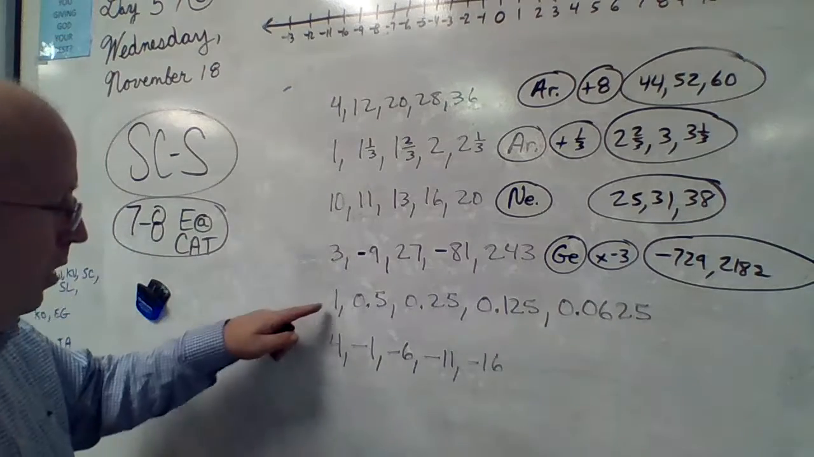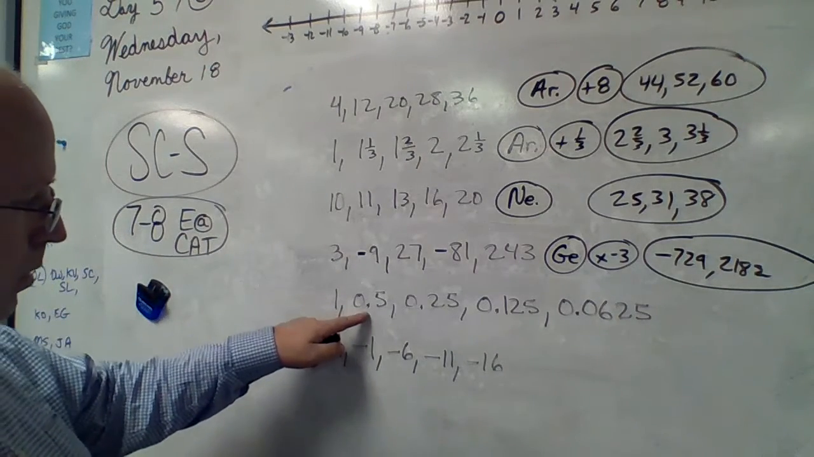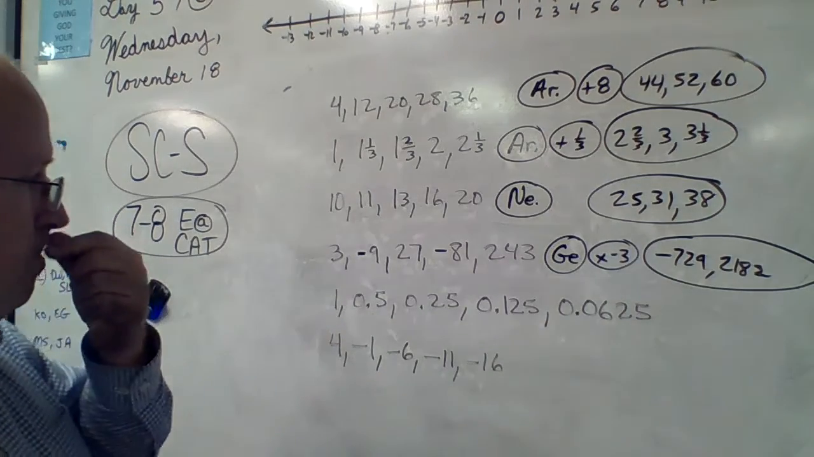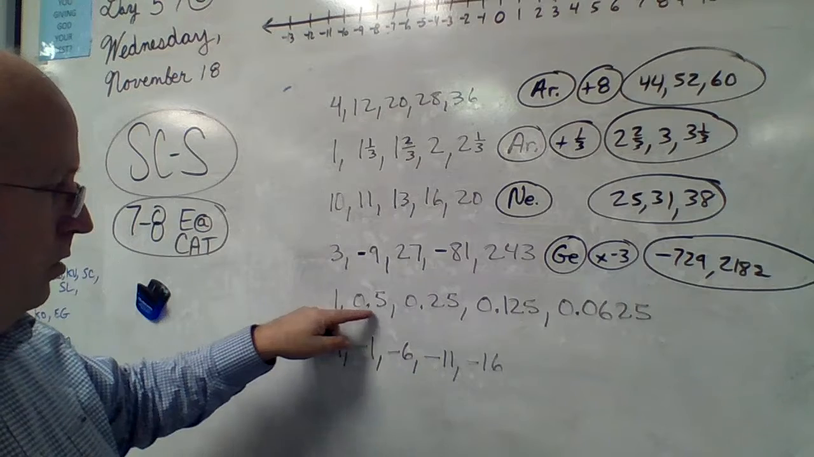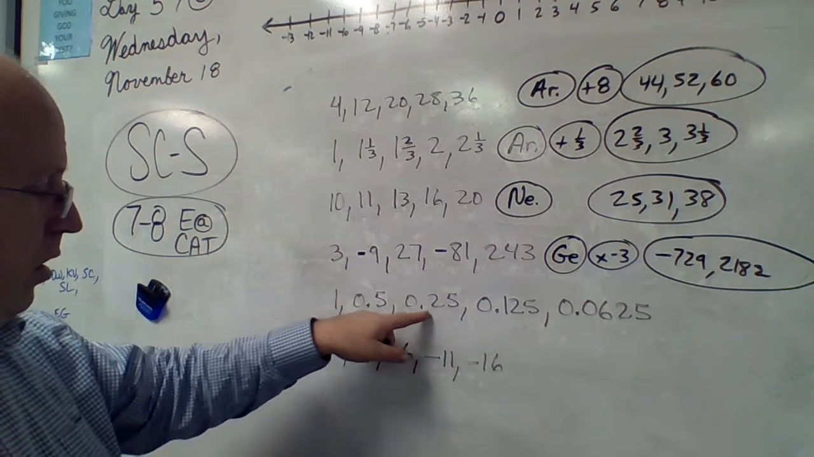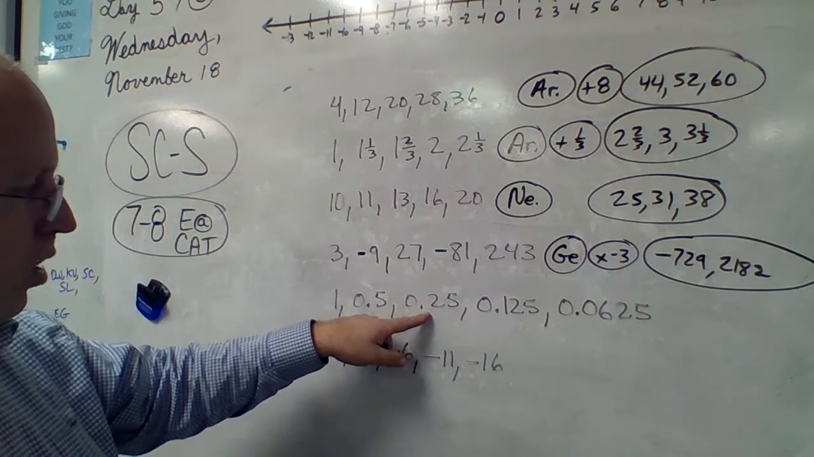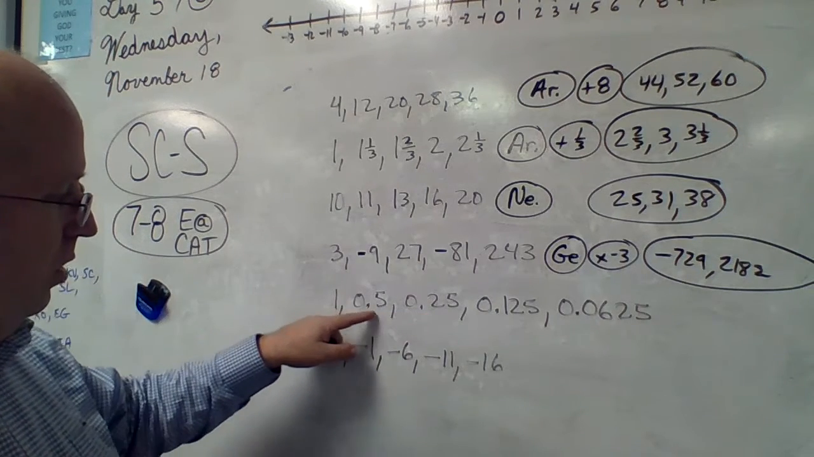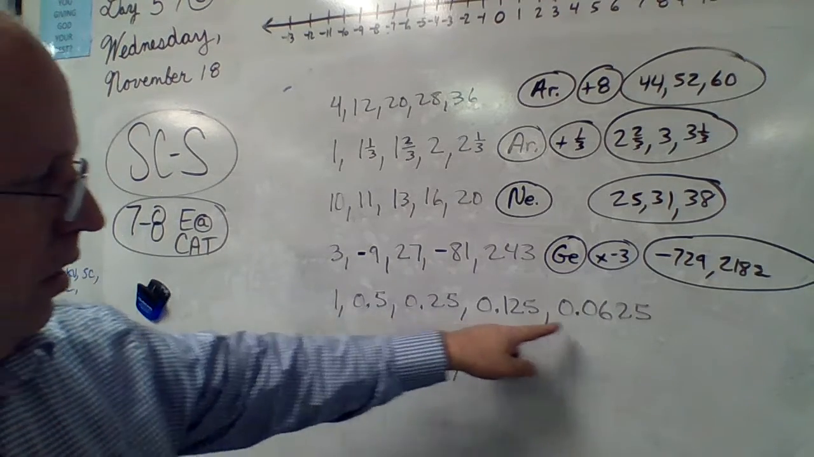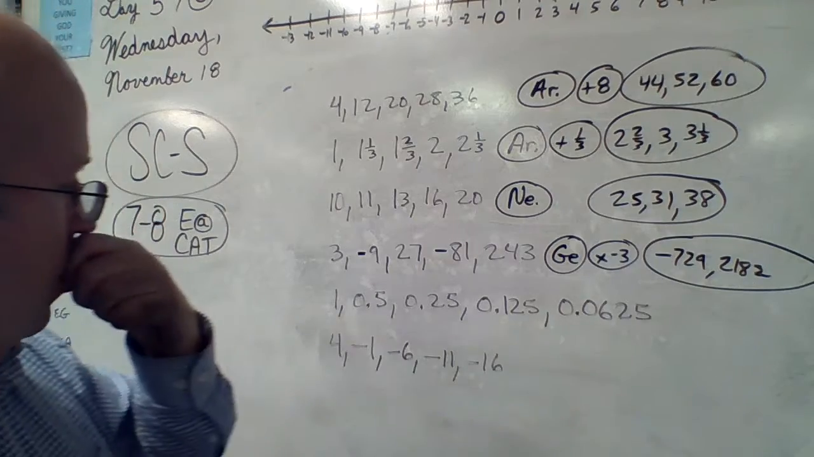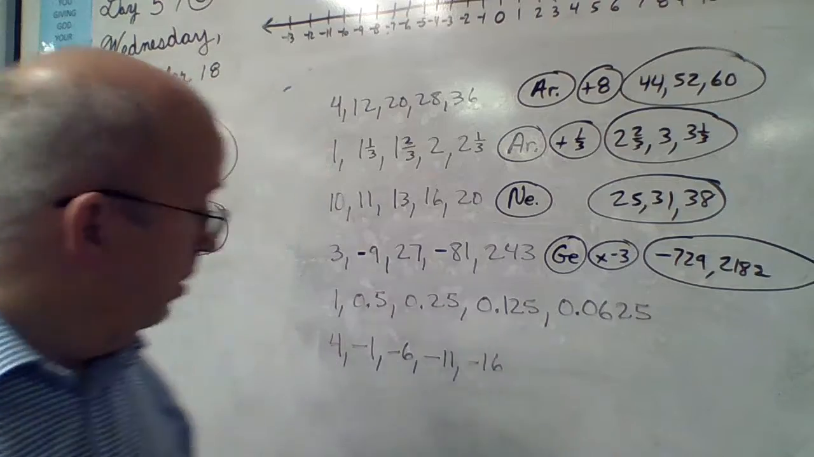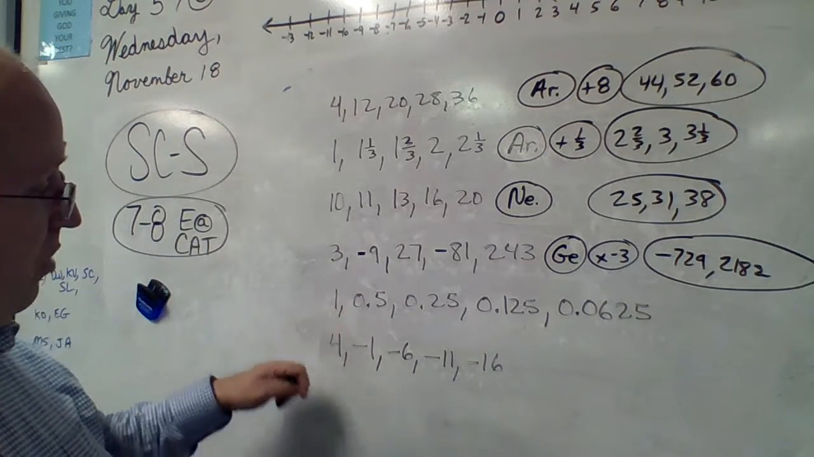Okay, let's move on. What's happening here? The numbers are getting smaller. Do you see that? So we've got 1, we've got 5 tenths, which is 1/2. We've got 25 hundredths, which is 1/4. So it's 1, 1/2, 1/4, this is 1/8, and this is 1/16. Huh, that's not an adding pattern, is it? That's a multiplying pattern. We are multiplying by 1/2 each time.